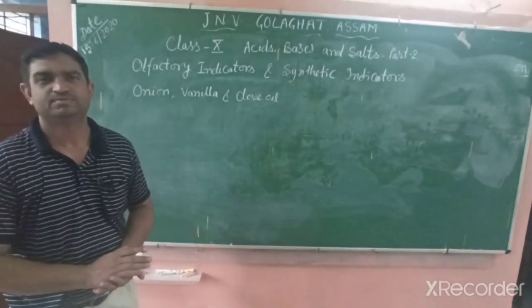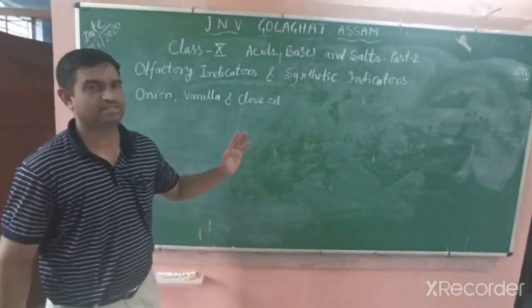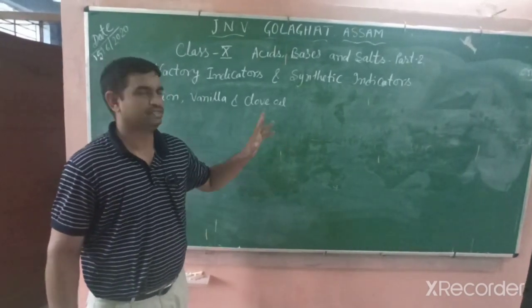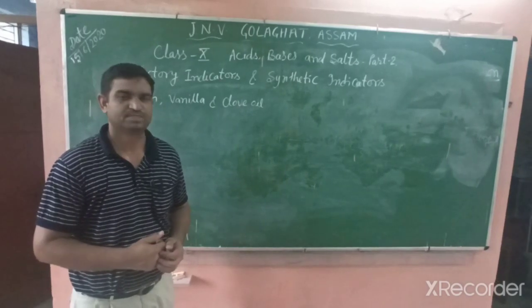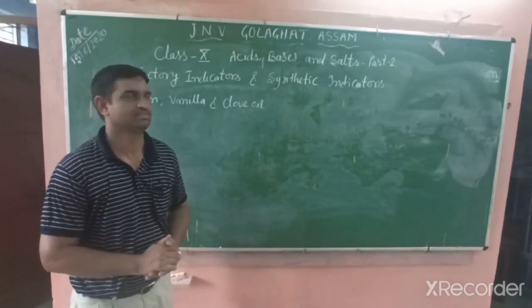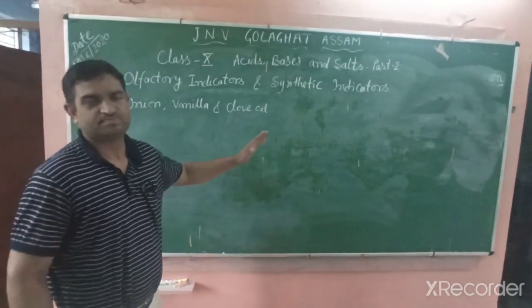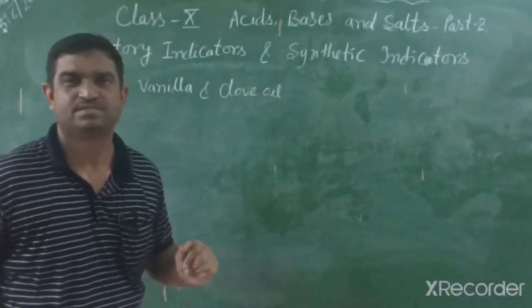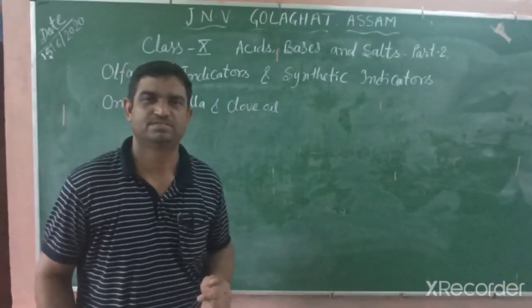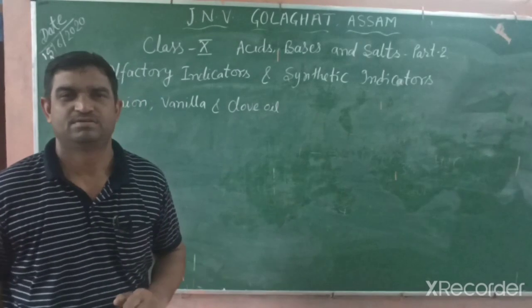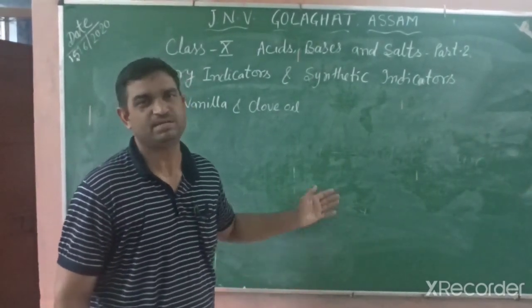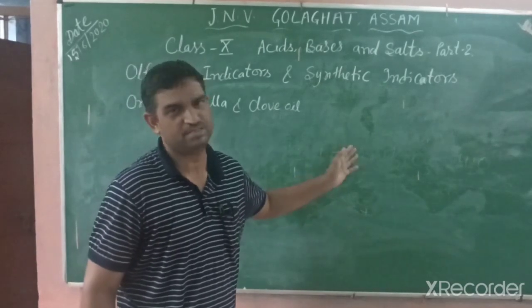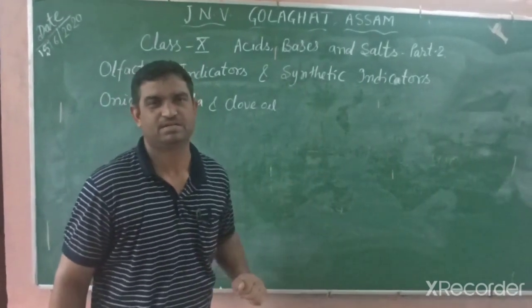Yesterday we studied acid, base and salts. How can we differentiate acid and base by synthetic indicators? Synthetic indicators means methyl orange and phenolphthalein. These two are synthetic indicators. Methyl orange has red color in acid and yellow color in base. But phenolphthalein is a colorless solution, remaining colorless in acid and changing into pink color in base.